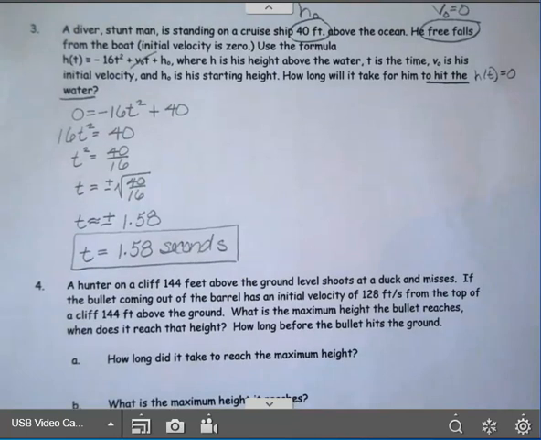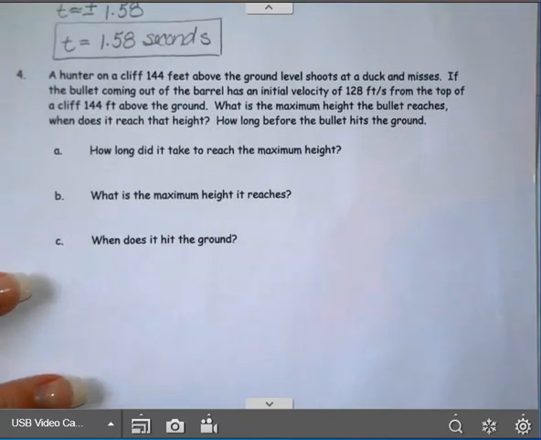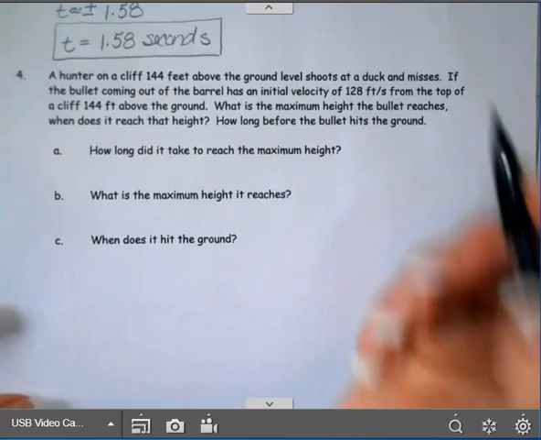For example 4. A hunter on a cliff 144 feet above the ground level shoots at a duck and misses. If the bullet coming out of the barrel has an initial velocity of 128 feet per second from the top of the cliff 144 feet above the ground, what is the maximum height the bullet reaches? When does it reach that height? How long before it hits the ground? There's a lot of information here.